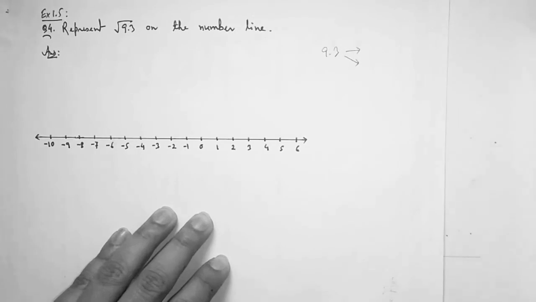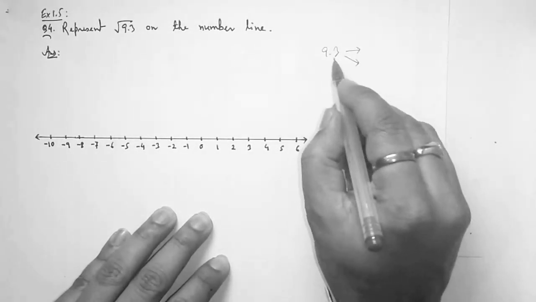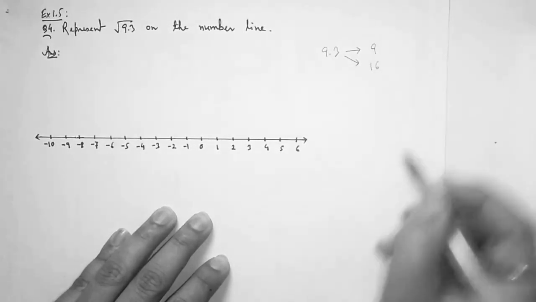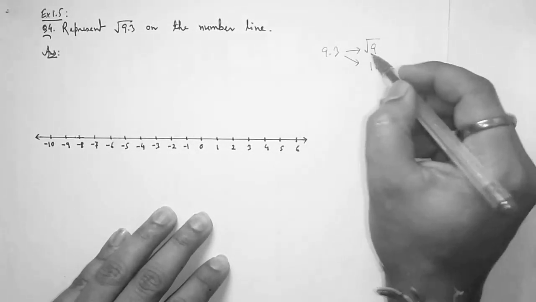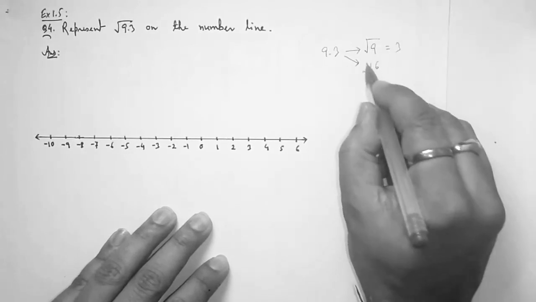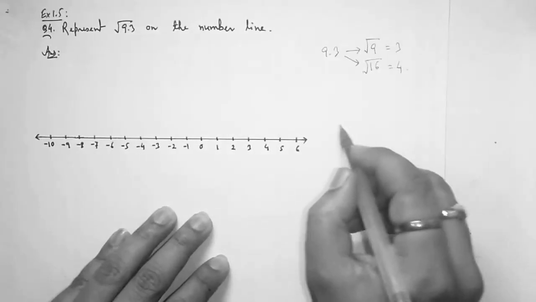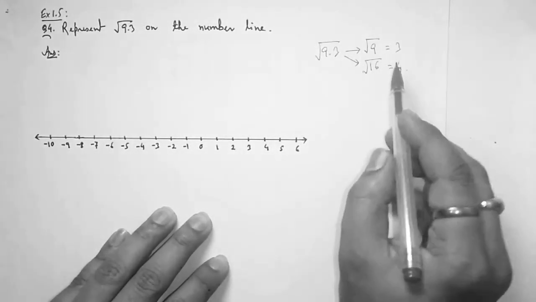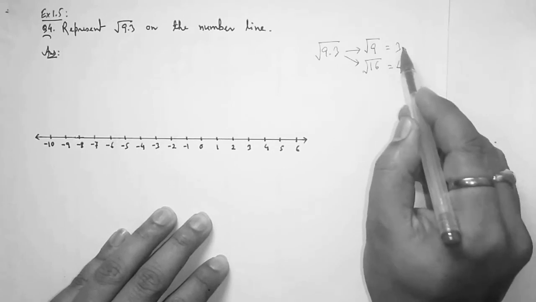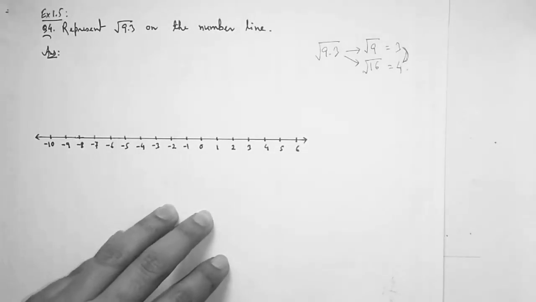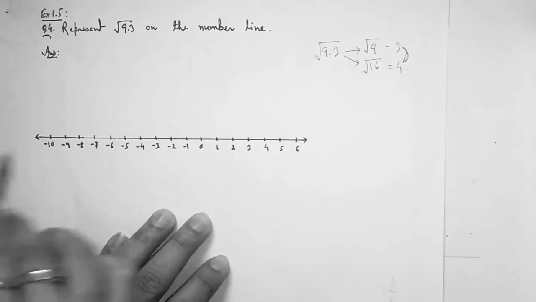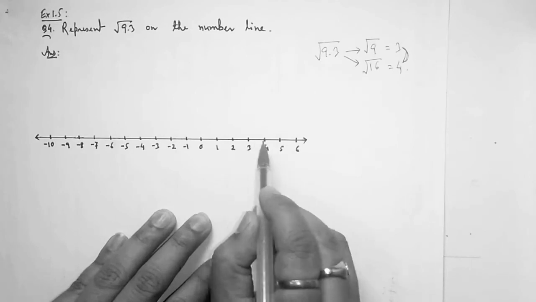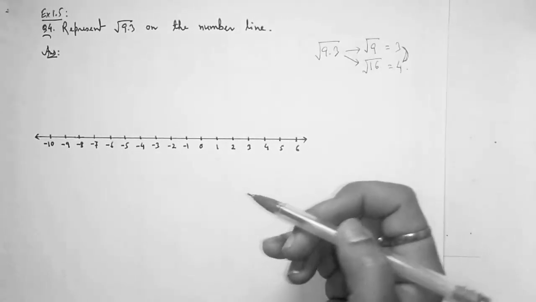First you find out those numbers. Now 9.3 lies between the two perfect squares 9 and 16. Again, you think of the square root of 9, which is 3, and the square root of 16, which is 4. Now the square root of 9.3 will be lying between the two numbers 3 and 4. Let us start the representation now.